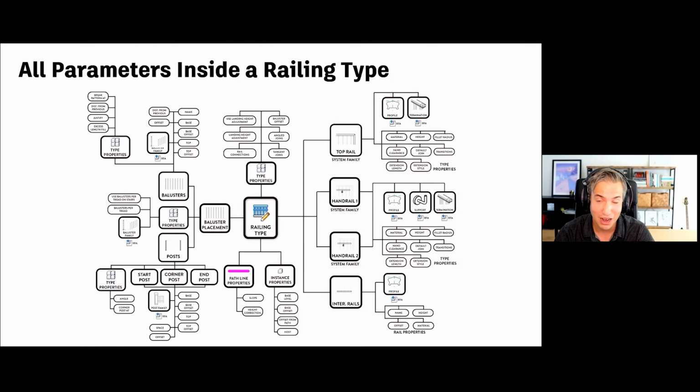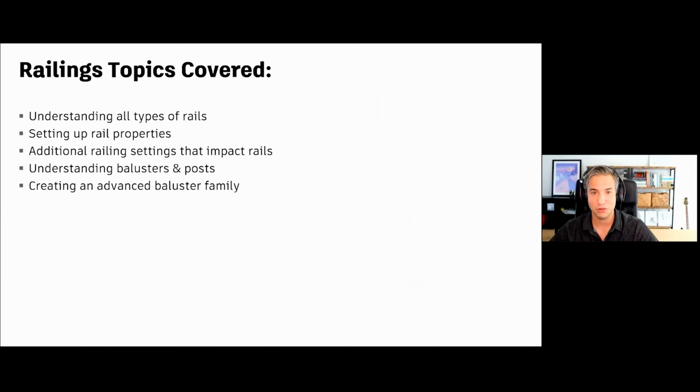In this presentation, obviously, you won't have time to cover every single one of these features. I'm going to stick to the ones that are most interesting or most surprising to most users, the ones that most users don't really know about. So hopefully you're going to learn something. Here's what we're going to cover today. We're going to talk about all types of railings. We're going to set up rail properties. We're going to talk about additional railing settings that can impact rails. Then we're going to move on to balusters and posts, and we're going to finish by creating an advanced baluster family, a classical baluster that I've used in the ancestral renovation project.